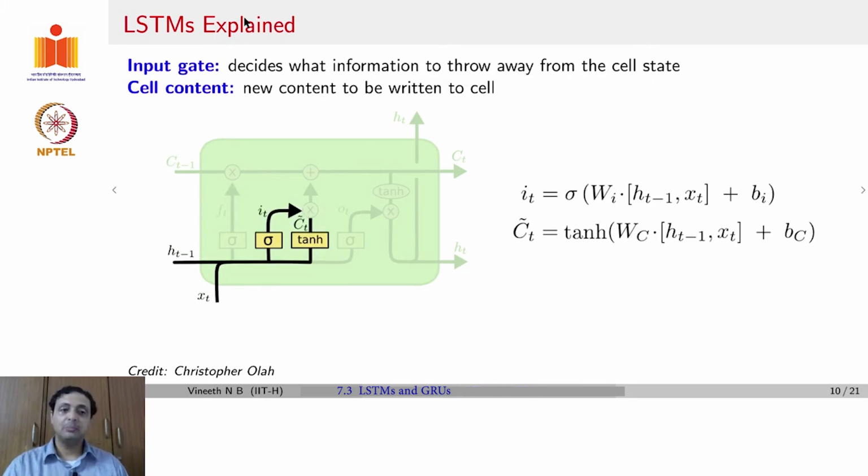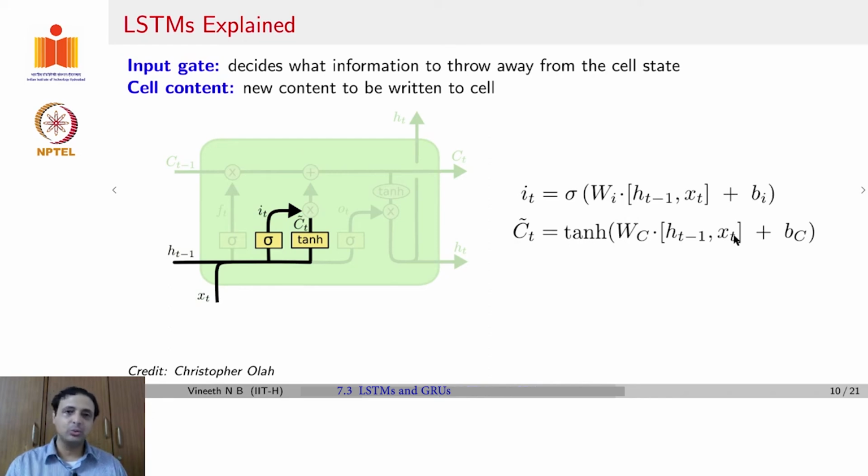Similarly, the input gate decides what information to add to the cell state. The input gate also receives a copy of xt and ht minus 1 as input, similar to the forget gate, has its own weights Wi and a bias bi, and applies a sigmoid activation function to ensure the output lies between 0 and 1. And in this part of the architecture, you also have another component which takes the same input, ht minus 1 and xt.